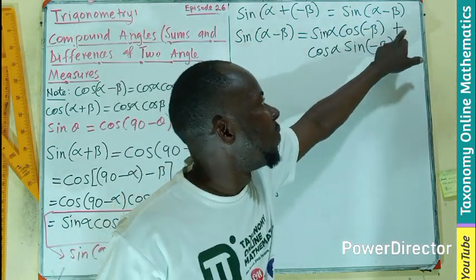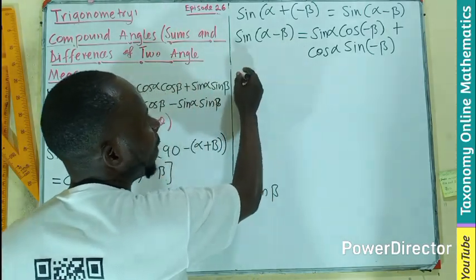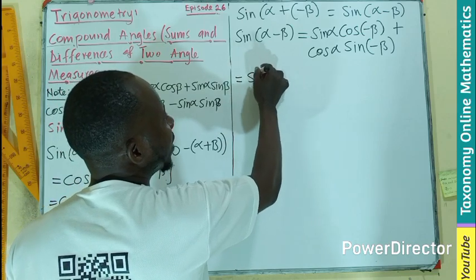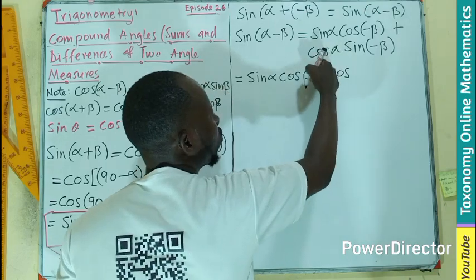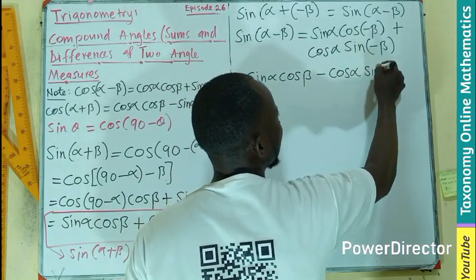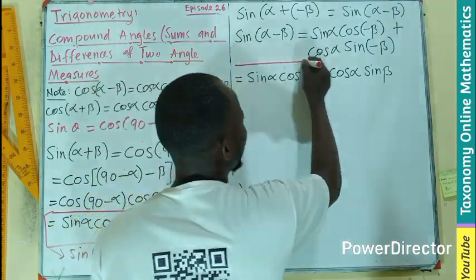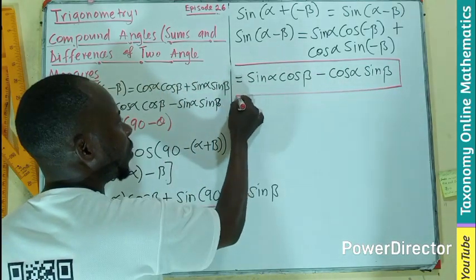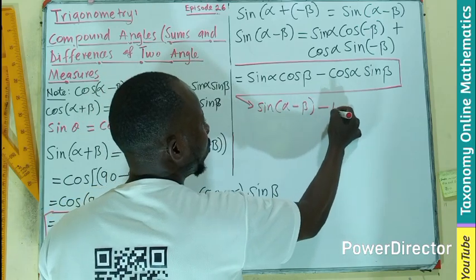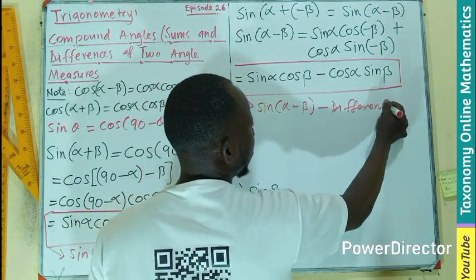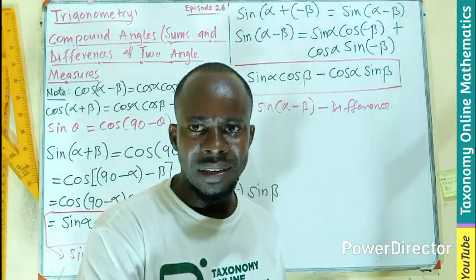So this negative will affect this to make the whole thing become, okay, let me bring it here. This will be equal to sine alpha cos beta minus cos alpha sine beta. And that will also give us the final expansion. So this is sine alpha minus beta, which is the difference. Good. So we are done with this aspect also.